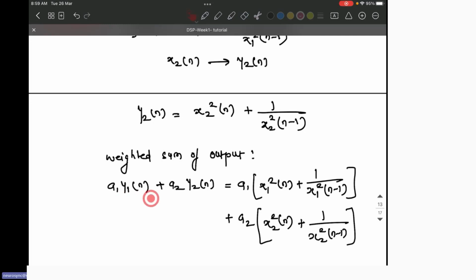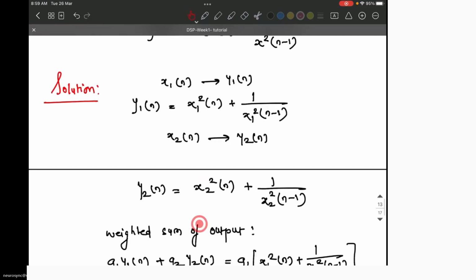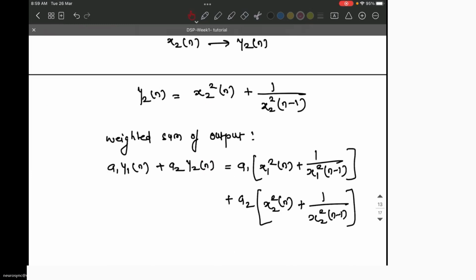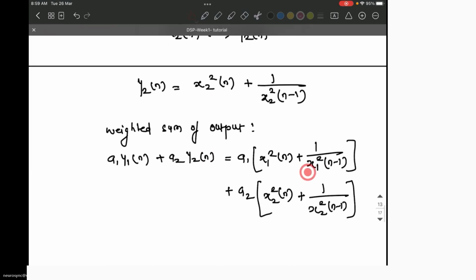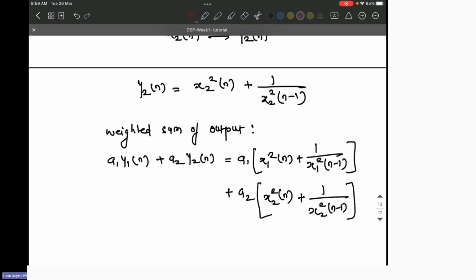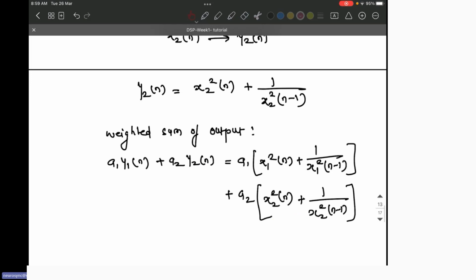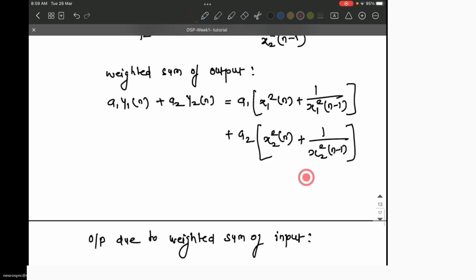The y1n we can write like this. Okay, already we have expressed our system in terms of y1n. So y1n is nothing but what? This x1 square n plus 1 by x1 square n minus 1. y2n is what? This is the y2n. Okay, addition of these two.